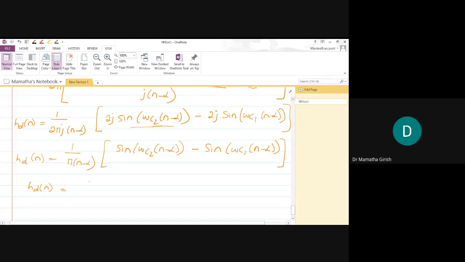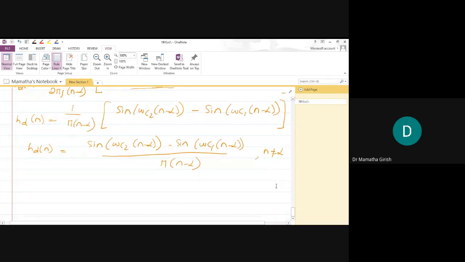Therefore, it is given by sine of omega c2 of n minus alpha minus sine of omega c1 of n minus alpha, whole thing divided by pi times of n minus alpha, provided n is not equal to alpha. Now, for the case when n is equal to alpha, I must find what hd of n is.